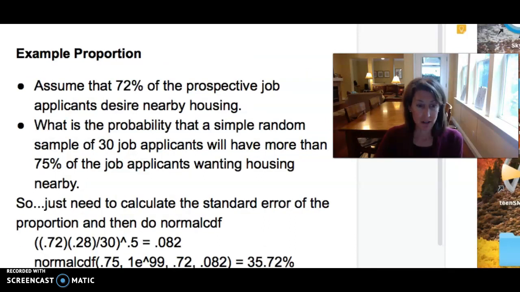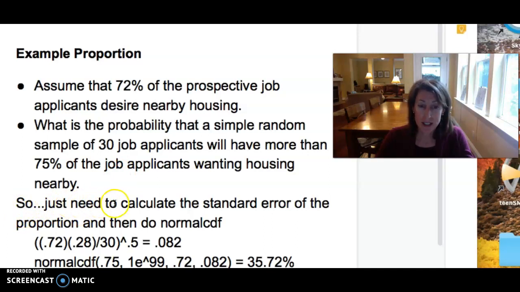Let's do an example. Suppose that 72% of prospective job applicants want to have housing nearby, and we want to know what is the probability that a simple random sample of 30, so there's our n, job applicants, will have more than 75% of the job applicants wanting housing nearby. So this could be good for understanding how you can recruit people, look for where you should locate your business. You can see how this would be helpful for budgeting.